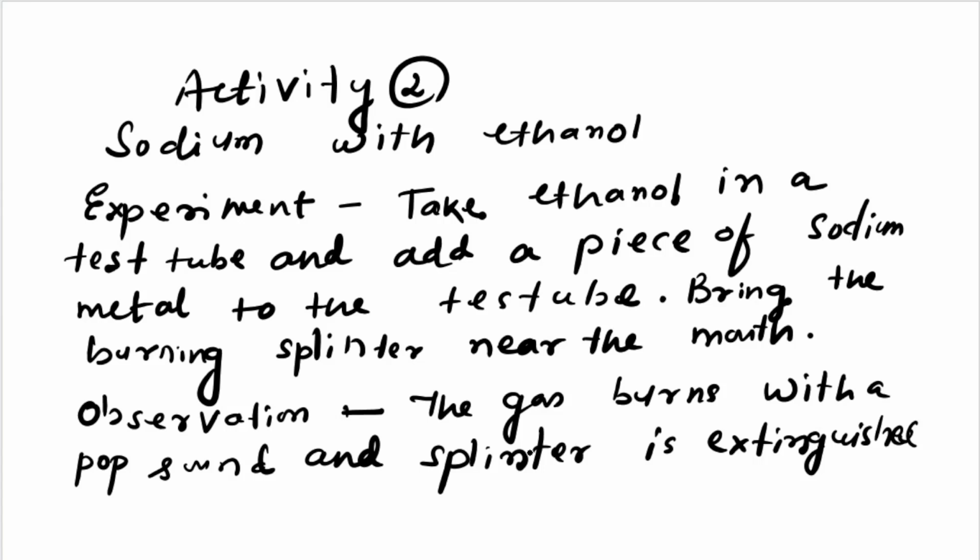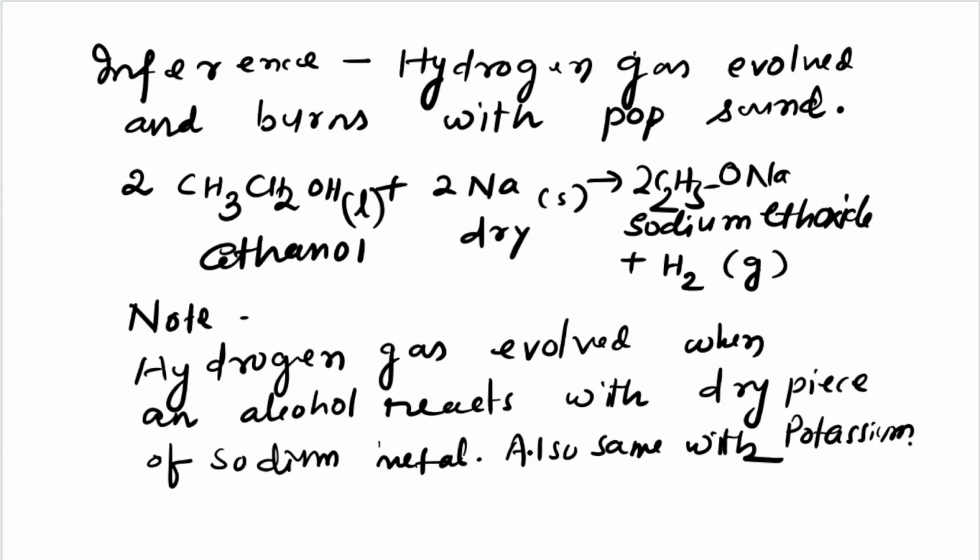Observation: the gas which is coming from the mouth of the test tube gives a pop sound, and the splinter is extinguished. Hydrogen is coming out, that is why the splinter is extinguished. Inference: hydrogen itself burns, while oxygen helps to oxidize. So the inference is that hydrogen gas is evolved and burns with a pop sound. After that, the fire, that is the splinter, is extinguished.